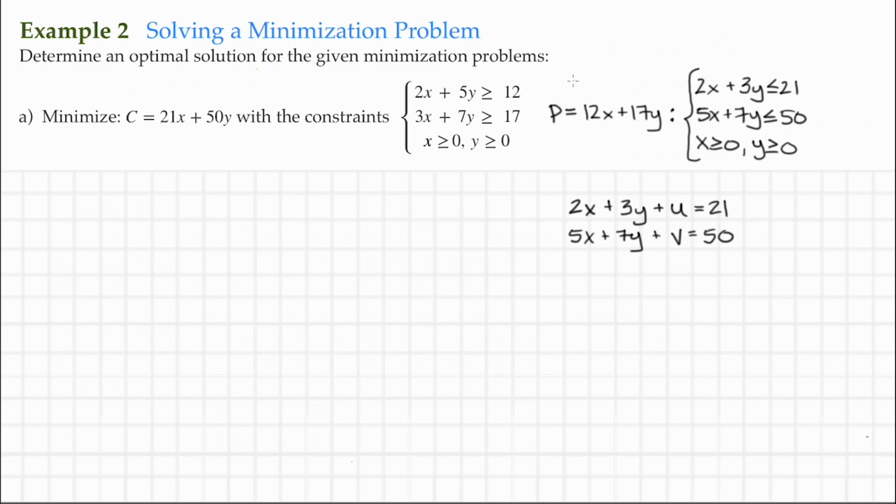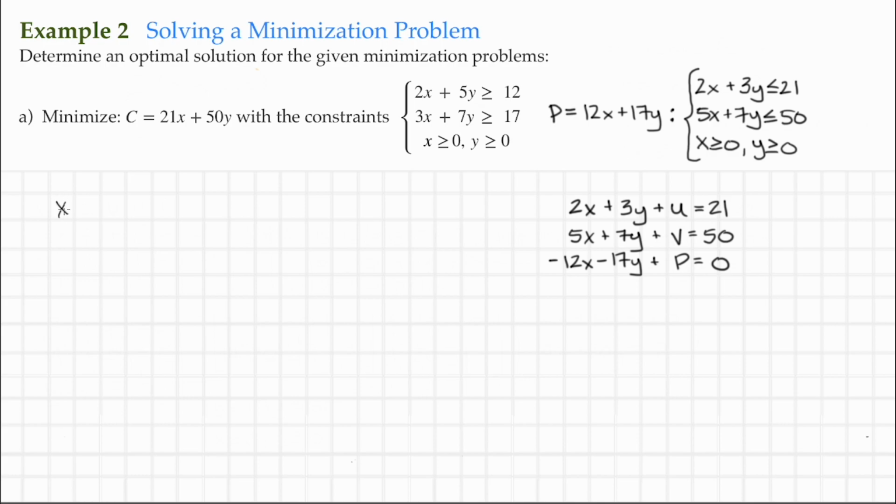Then of course we have to include the objective function here, in which we have to write the variables all on one side of the equal sign and 0 on the other. So this will be negative 12x minus 17y plus p, and that'll be equal to 0. So now that we have this, we'll go ahead and make the tableau. So we'll put it over here.